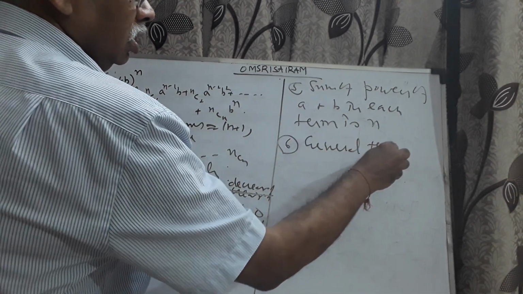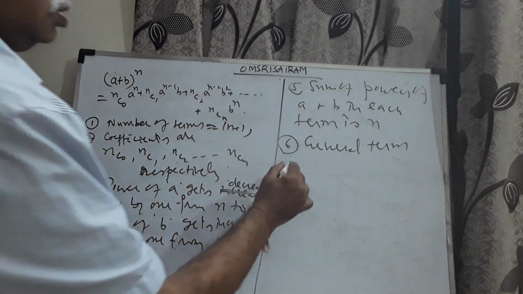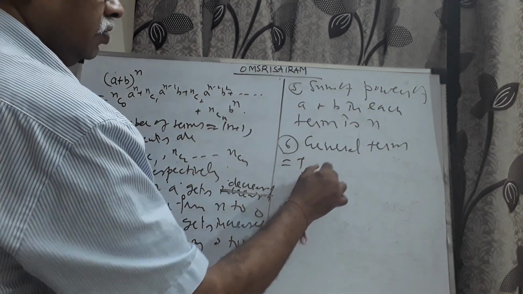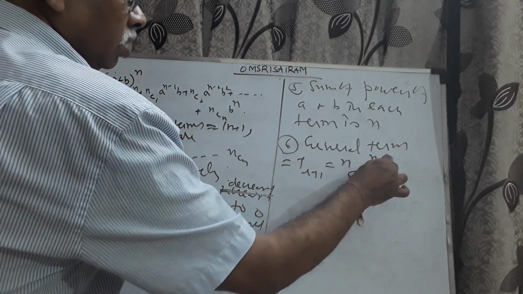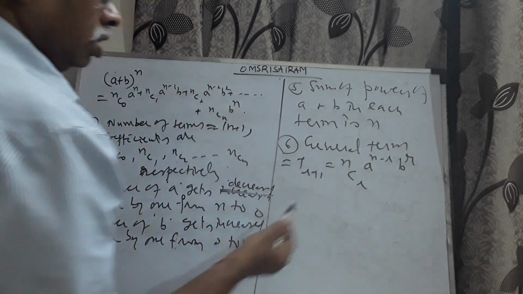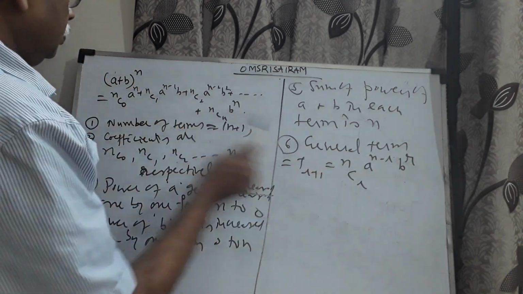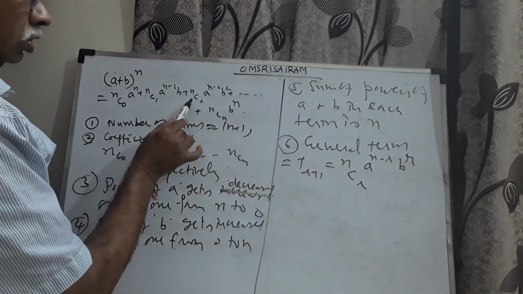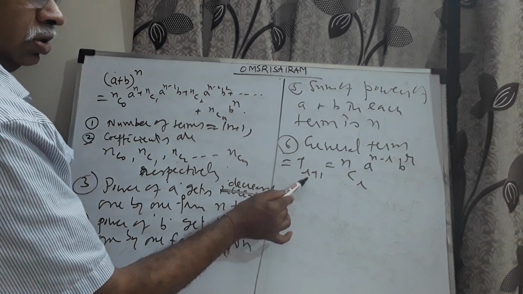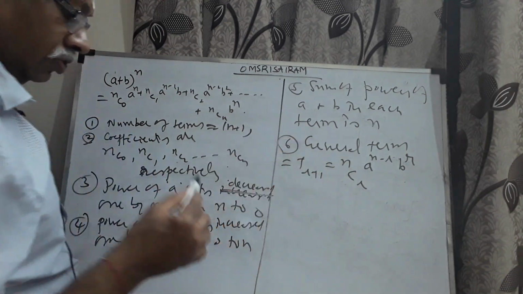You might have seen general term in AP, GP, arithmetic progression, geometric progression, etc. General term here is given by T(r+1), the (r+1)th term, nCr a^(n-r) b^r. You can just check. For the first term, r is 0, nC0, a^(n-0), b^0 is correct. For the third term, you can check r equal to 2, nC2, a^(n-2), b^2. For this, the general term.